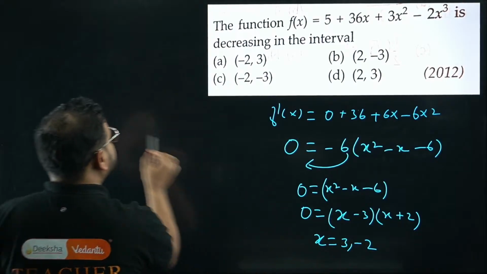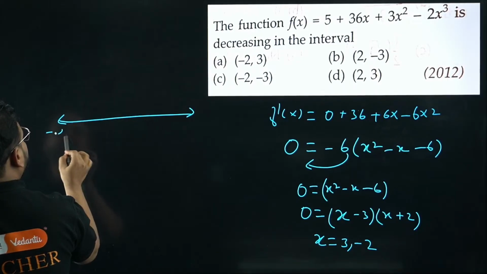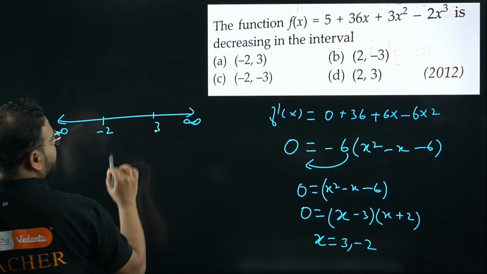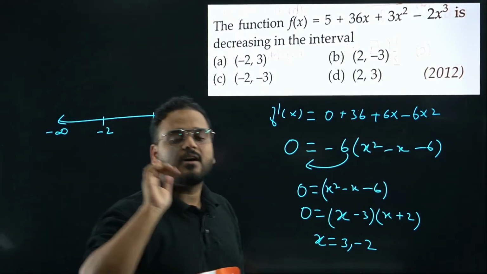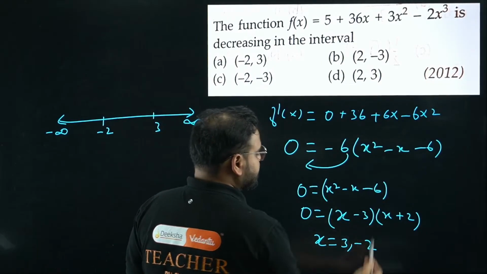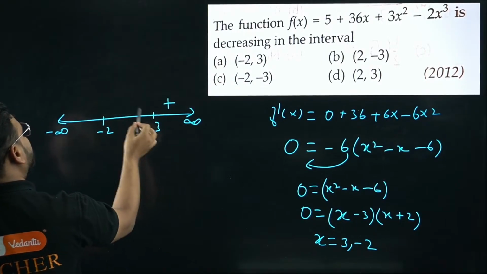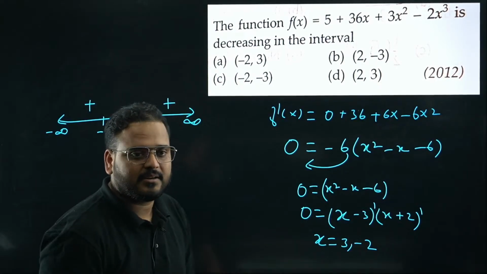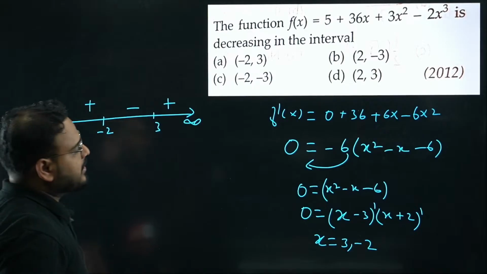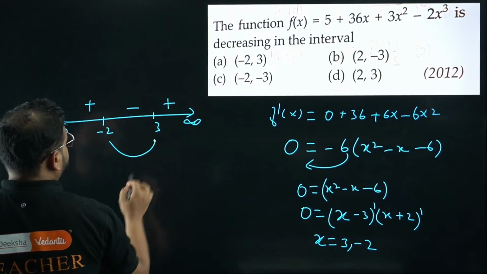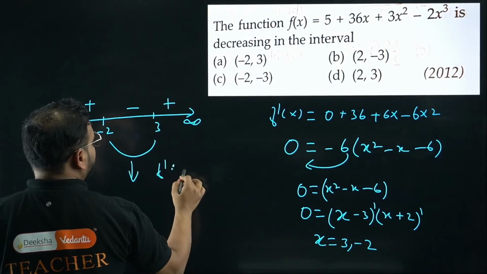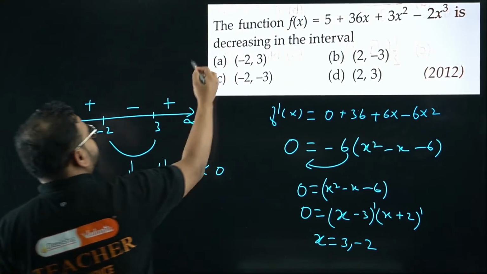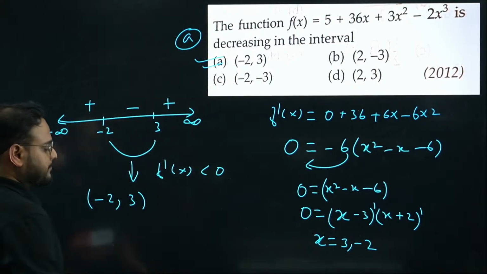Number line is next. Here all real numbers are there, with minus 2 and 3 marked. Check the coefficient of x square. Is it positive, sir? Yes, positive. It means start from a plus sign. Plus, minus, plus. Because powers of the factors are only 1 and 1, odd powers, the sign change will be there at all the critical points. I'm looking for decreasing, which means I'm looking for the derivative to be negative, so this interval. Answer will be minus 2 to 3, both open. Option A is correct.